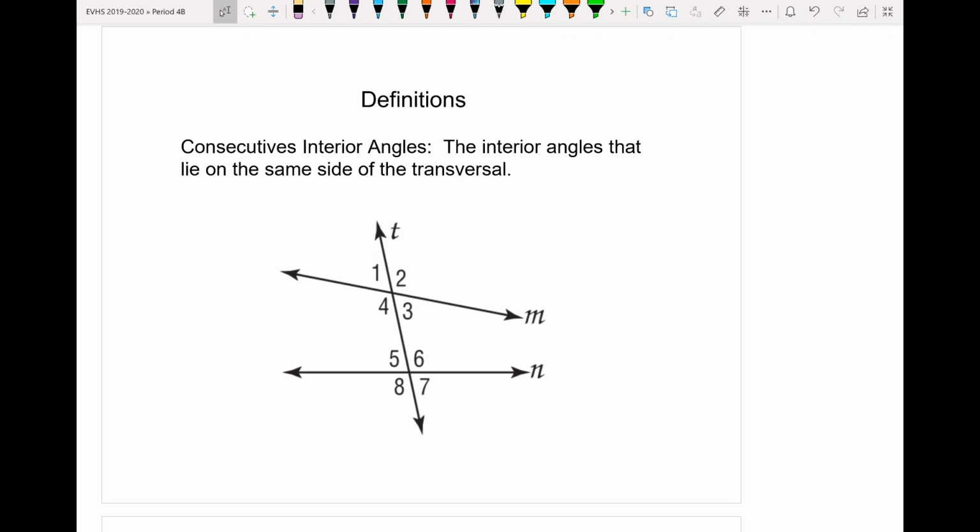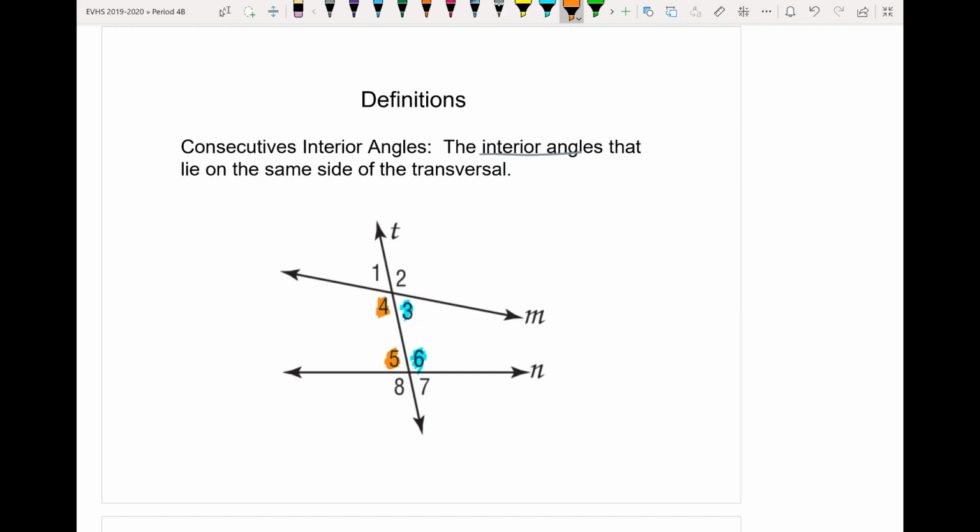Okay, definitions. First off, consecutive interior angles are interior angles, so we're not talking about 1, 2, 8, or 7, that lie on the same side of the transversal. Well, that would be 3 and 6. They're on the same side of the transversal, and they're both interior. Also, 4 is consecutive interior with 5. Okay, 3 and 6, 4 and 5.